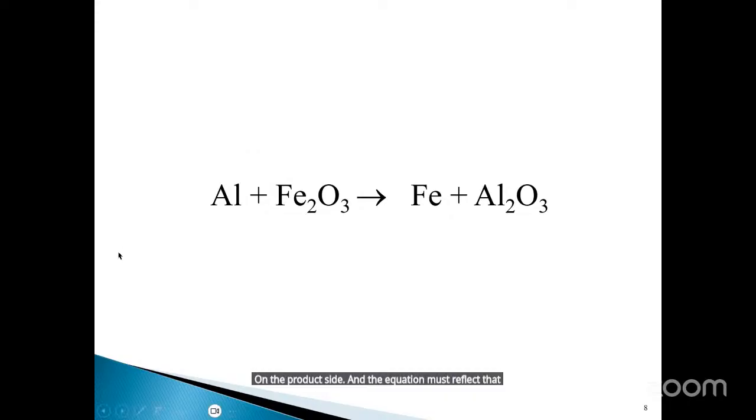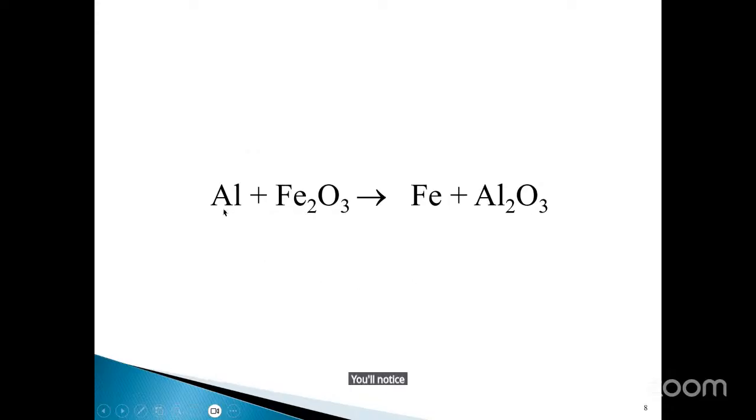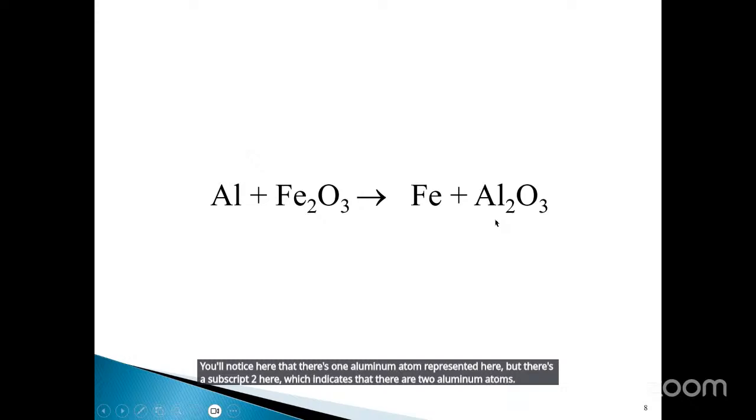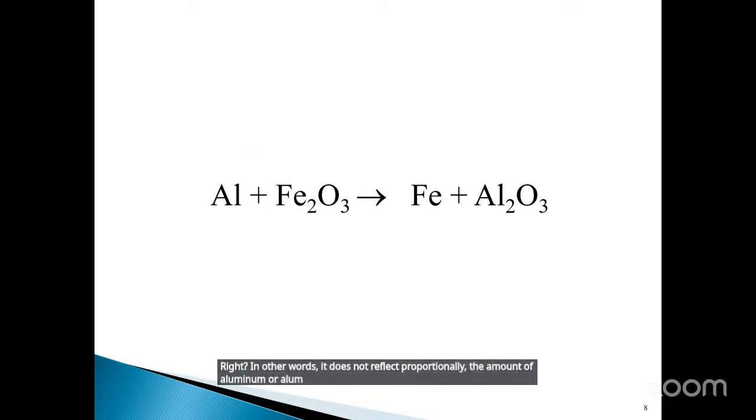Now, going back to this example right here, this equation does not reflect that. Why? Because you'll notice here that there's one aluminum atom represented here, but there's a subscript 2 here, which indicates that there are 2 aluminum atoms, right? So obviously, the number of aluminum atoms is not the same on both sides. Therefore, based on that fact alone, we can conclude that the equation as it is written is not balanced, right? In other words, it does not reflect proportionally the amount of aluminum or aluminum oxide that is present as reactants or products.